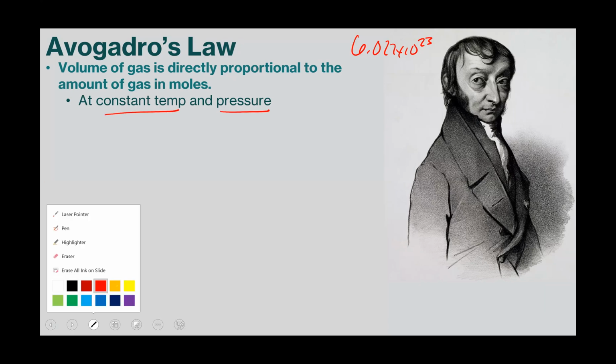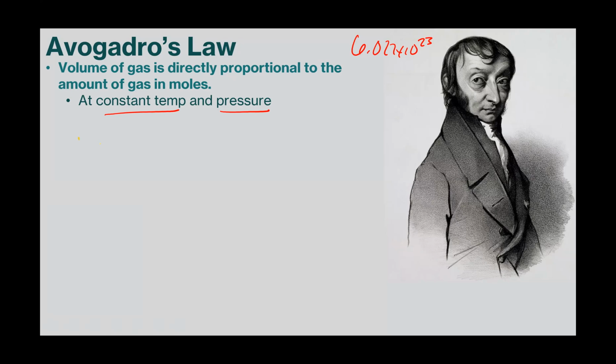Let's just do yellow. Volume is proportional to n, where n here is moles, which is telling us that the volume divided by n is a constant. So if we were comparing, we could say V1 over n1 equals V2 over n2.